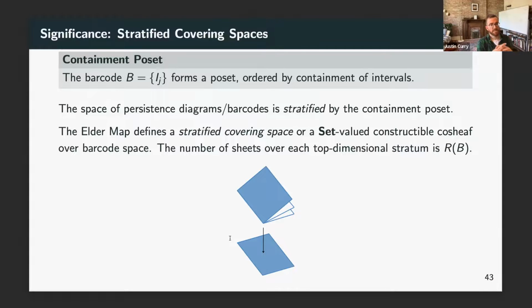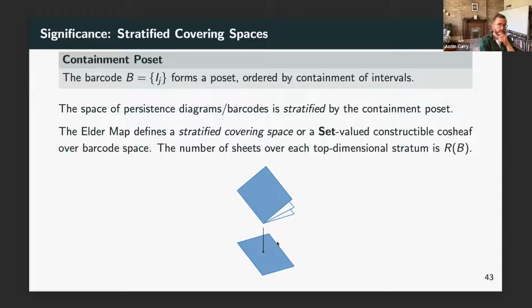Now, the interpretation of this number is that you want to imagine there's this whole space of merge trees mapping down to the space of barcodes, and the number of sheets that lie above certain configurations of barcodes changes. So it's kind of like a book mapping down to a plane. And this formula tells you how many pages are in this book that map down to this plane here.